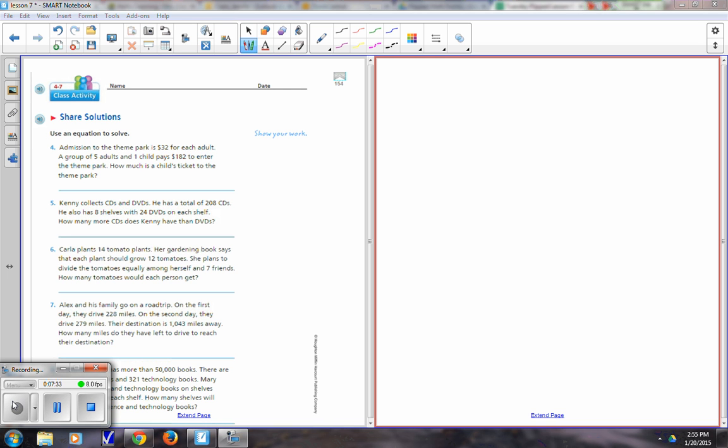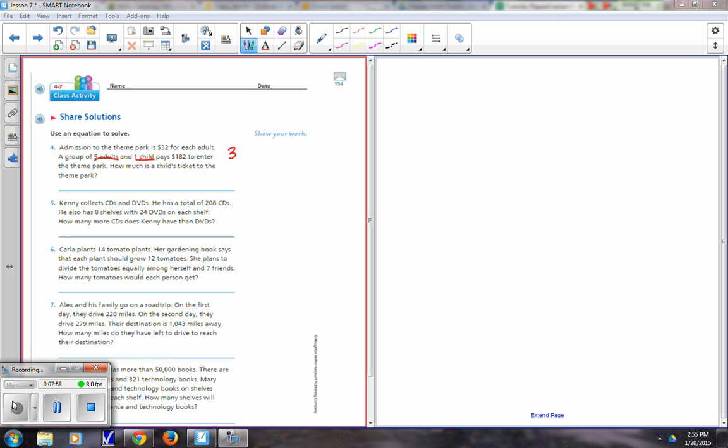Well, let's do some backing up. We need to find out how many adults there were. Let me reread it. Admission to the theme park is $32 for each adult. Oh, here it is. A group of 5 adults and 1 child pays $182 to enter the theme park. How much is a child's ticket to the theme park?